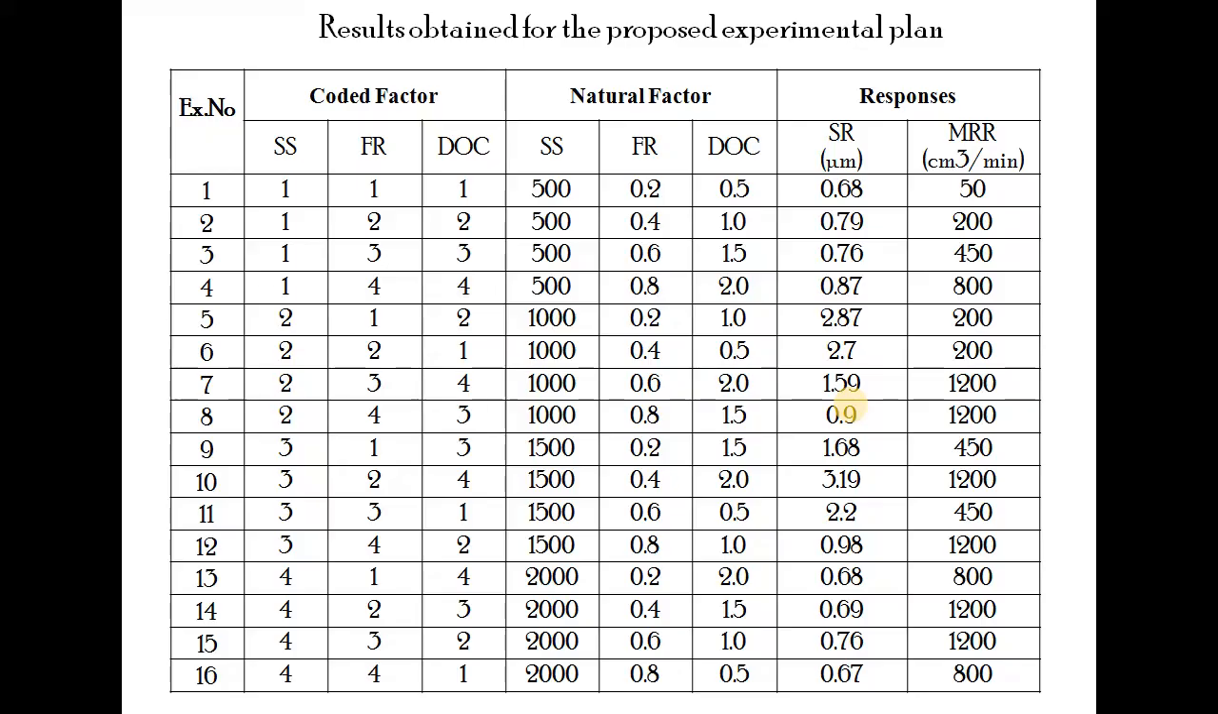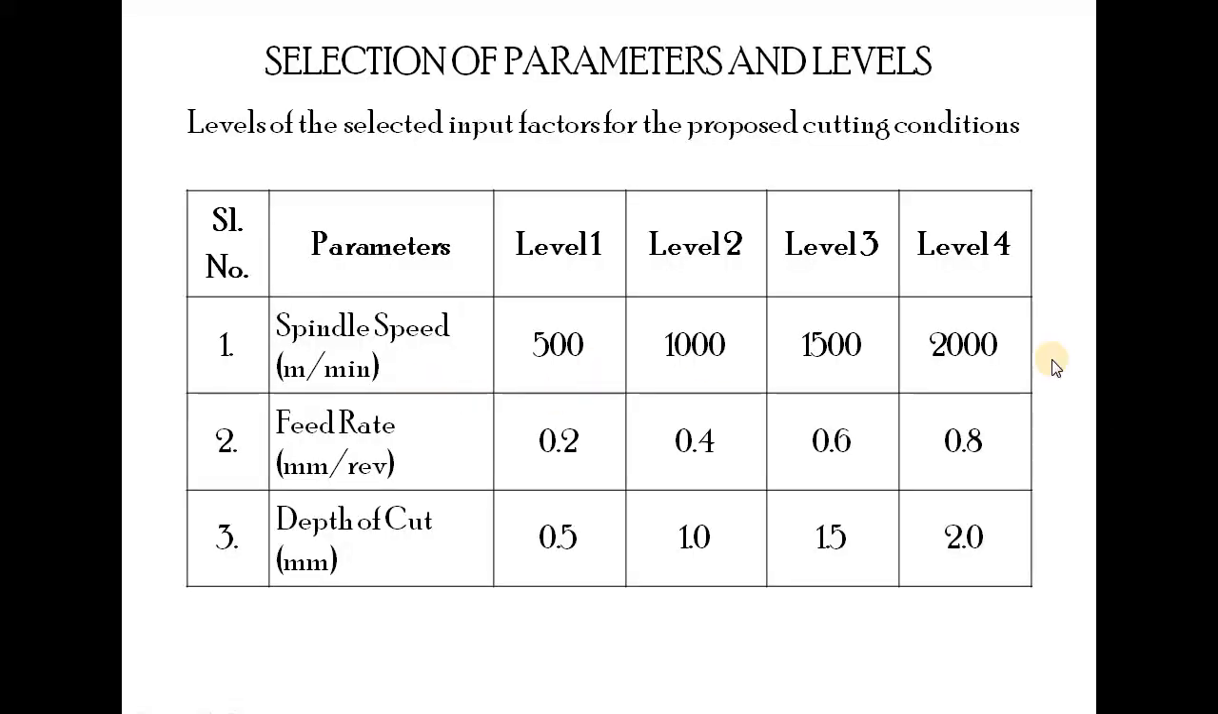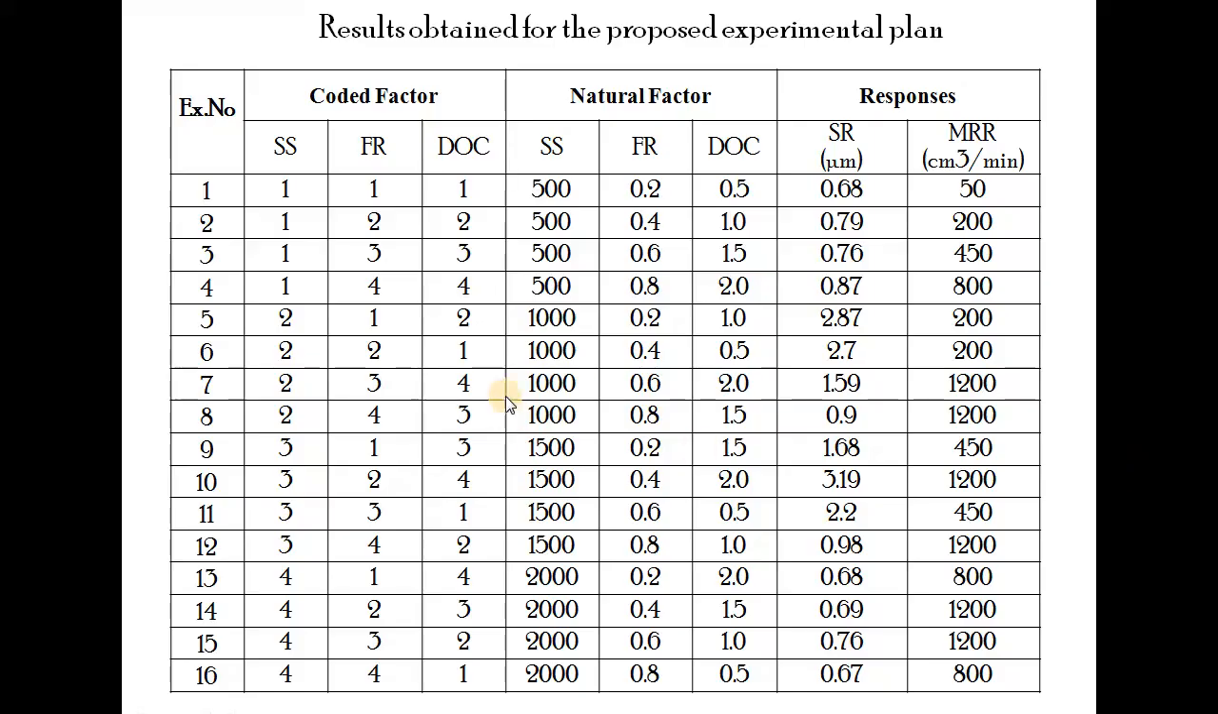This is the result obtained for the proposed experimental plan: coded factor, natural factor. These values have to be taken from the Taguchi create design. This is spindle speed, feed rate, depth of cut. It's a natural factor. As already said, four levels you have to choose: 500, 1000, 1500, 2000, and you also have to take the feed rate and depth of cut, giving the corresponding values.